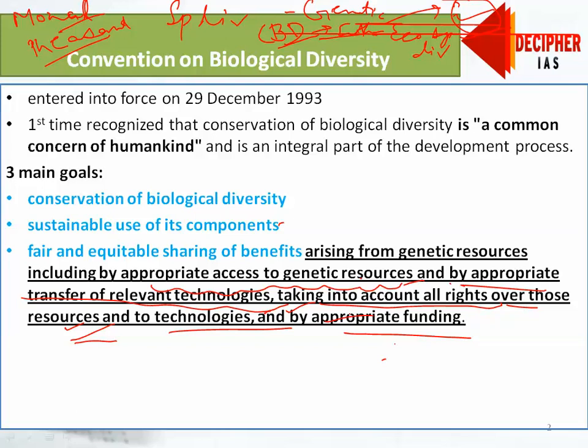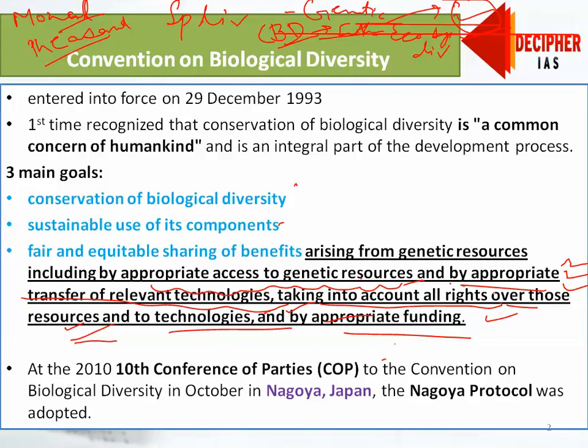Fine. So these three points. Normally, we talk about these three points till genetic resources, and we don't consider appropriate genetic resource access and appropriate transfer of relevant technologies. So, at the 2010 10th conference of parties, you should put a comma here, 10th conference of parties to the Convention of Biological Diversity. Now, this conference of parties is a meeting which happens year after year, and this was the 10th meeting to the CBD, which happened in Nagoya, Japan. Nagoya is a city in Japan, and here the Nagoya Protocol was adopted.